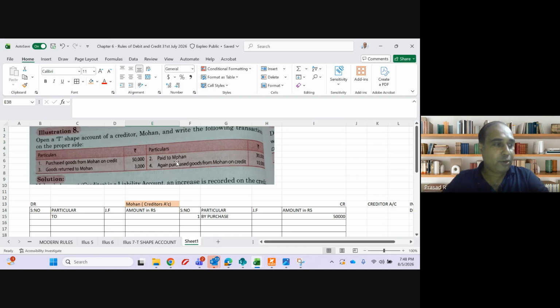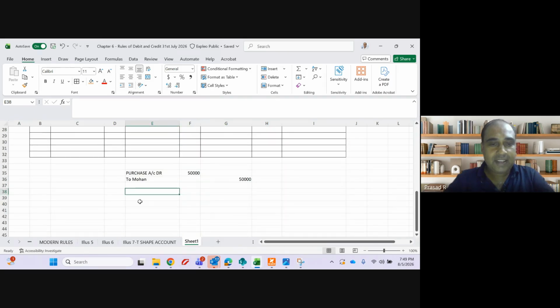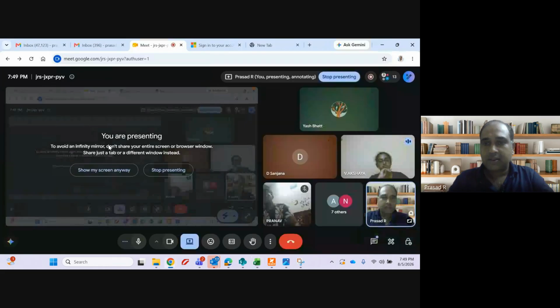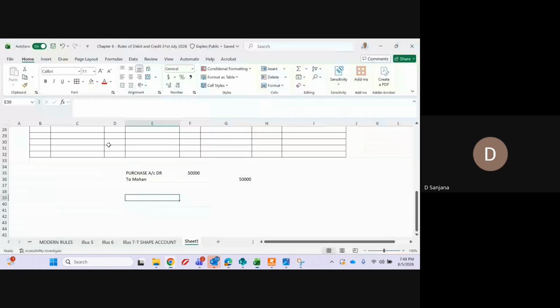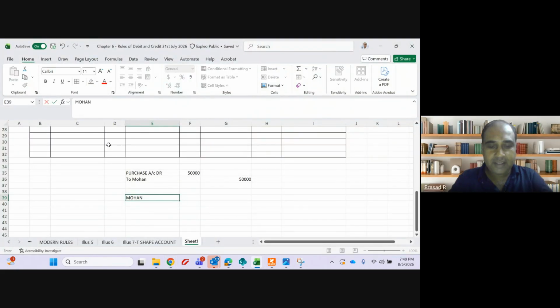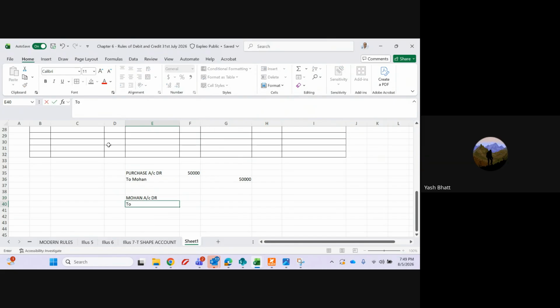Second transaction is paid to Mohan. Whatever I made credit purchase, I'm now going to pay to him. What is the accounting entry, guys? When I make a payment to Mohan, liability will increase or decrease? Decrease, sir. Liability decrease means debit or credit? Debit. Guys, you can make a journal entry. What are you waiting for? Don't wait for me. Today I will learn from you.